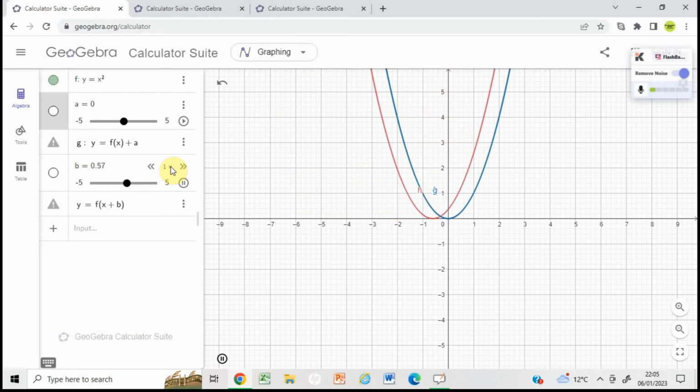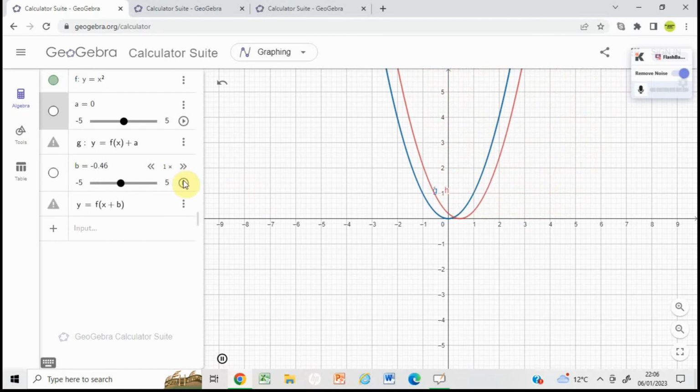Remember, if the value of b is positive, then your graph is going to move to the left, like it is doing so now. So when b is positive, you can see from the slider, yep, it's positive, it's moving to the left. And as the slider moves to the left, where it's negative values of b, the graph will move to the right. It's going in the opposite direction.